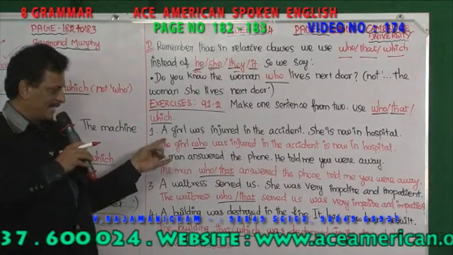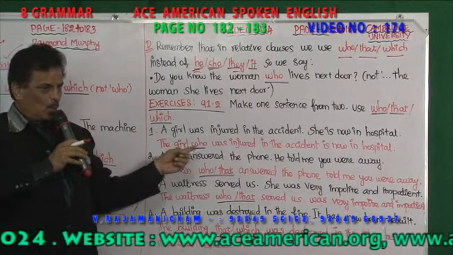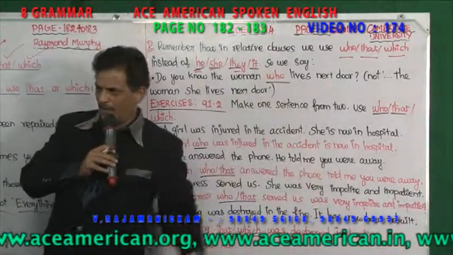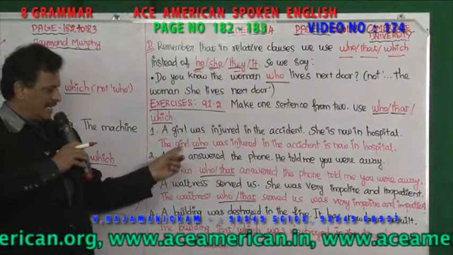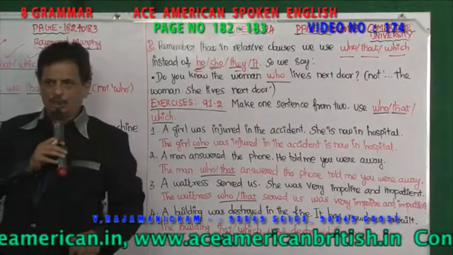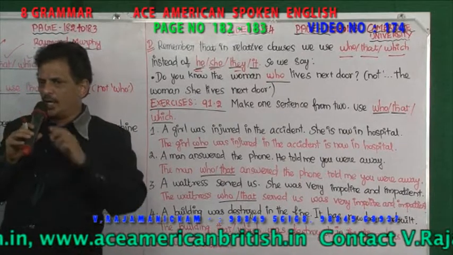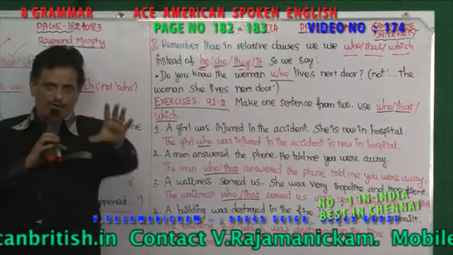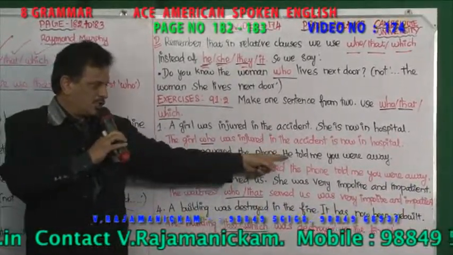Now, how do you connect? The girl who was injured in the accident is now in the hospital. You cannot say the girl was injured in the accident is now in hospital. The girl who was injured, connecting the sentences using who. Now coming here, a man answered the phone. He told me you were away.